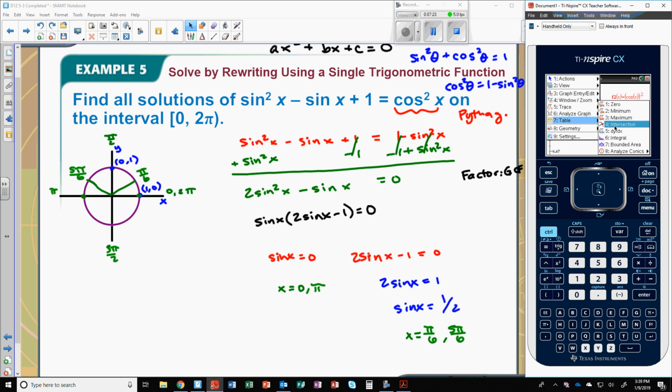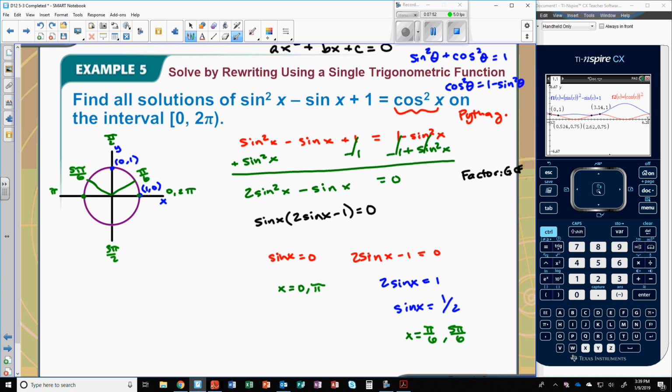Menu, analyze graph, intersection. We now try this one. 3.14, that means pi is the value. So we have 0 and pi, those are clear. And then we had these two. And we do not include 2 pi. So over here, you would not include the 2 pi as part of it. Menu, analyze graph, intersection. I can't show it because it cuts off. And so we would not include that one. So these would be your answers given here.